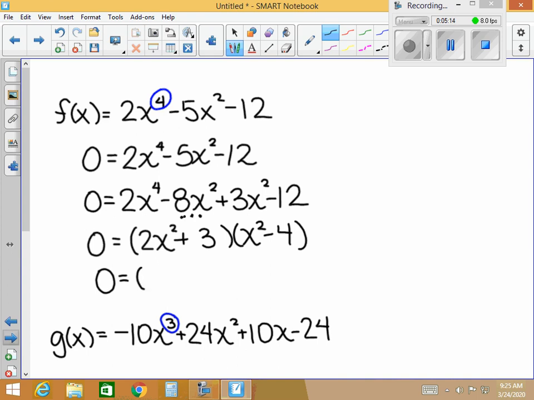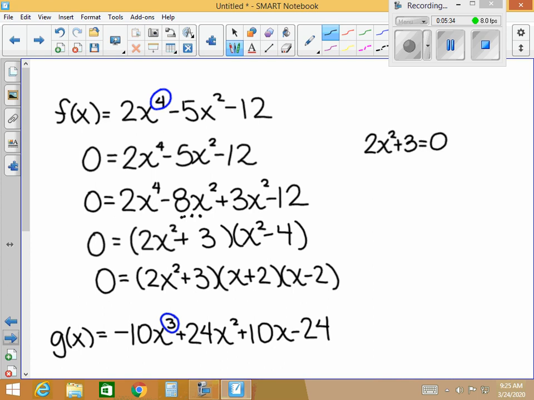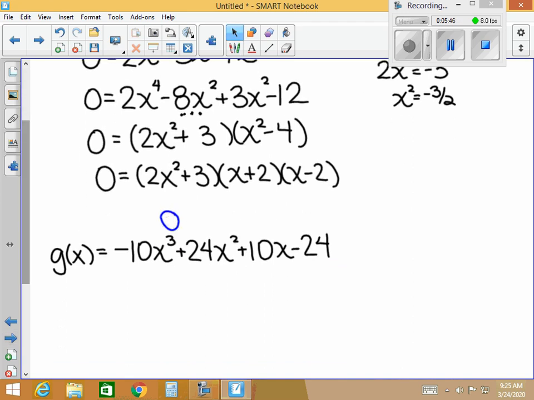We can talk about factoring in a separate conversation. Now from here, 2x + 3 does not factor anymore, but x² − 4 does. If we set each of those factors equal to 0 and solve for x, this tells me x² = −3/2.